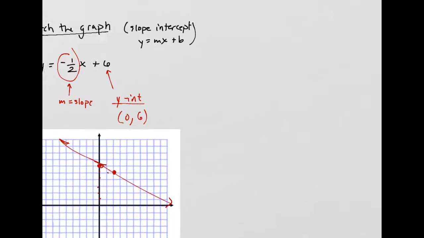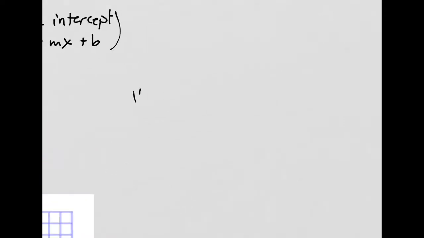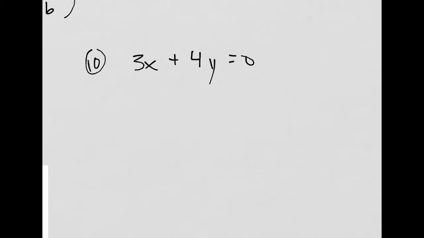Let's take a look at that number 10 because that was a weird one. Because if you tried to graph that with intercepts, you might get messed up. So I'm going to do something similar. 3x plus 4y equals 0. Okay, so it's not exactly the same, but it's close. The similarities are that we have equals 0 on the right side, and that's pretty much what determines why we can't really do this one that well.